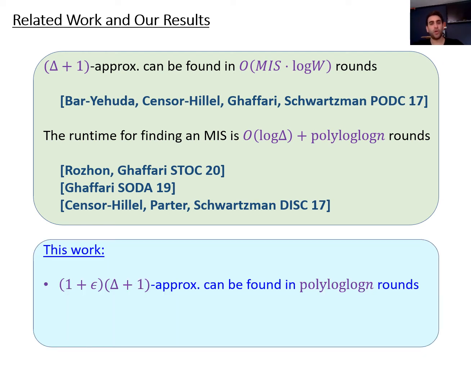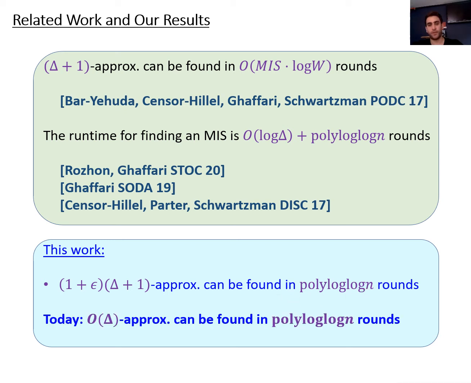And in this work, we show that by paying a multiplicative 1 plus epsilon factor in the approximation guarantee, we can achieve an exponential speedup compared to Bar-Yehuda et al. All I'm going to show you today is how to get an O of delta approximation in the same running time. If you want to get a 1 plus epsilon delta approximation, then we need to use some more techniques. Unfortunately today I don't have much time to talk about these techniques, but if you are curious about them, please feel free to contact me or any of the authors. Today all I'm going to show you is how to get the O of delta approximation.